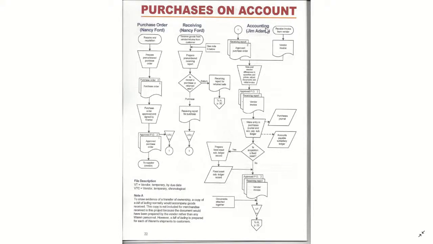So we'd get all the items, we'd match up that what we received and what we billed for are the same, and then we'd come down here and we'd make entry in purchase journal and accounts payable subsidiary ledger. So once again, purchases on account, purchase journal. So see that matchup at the end of the transaction.